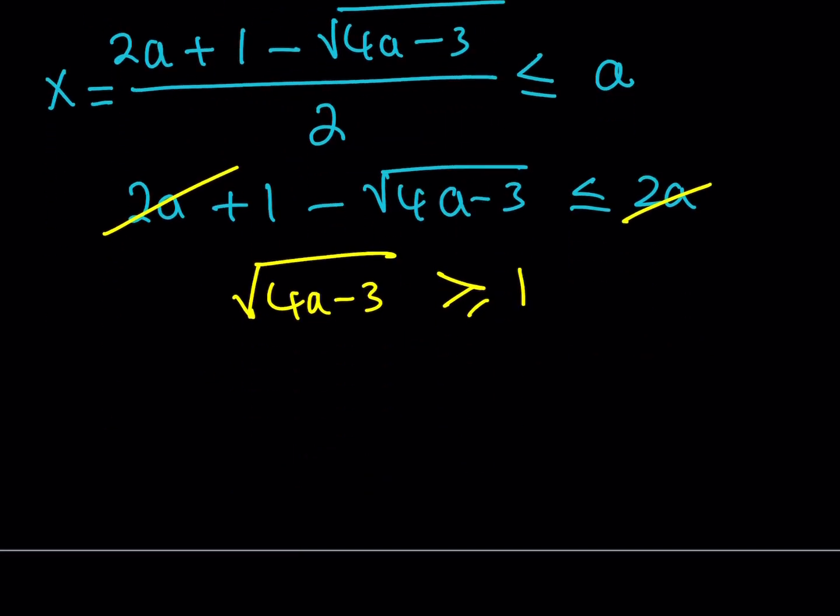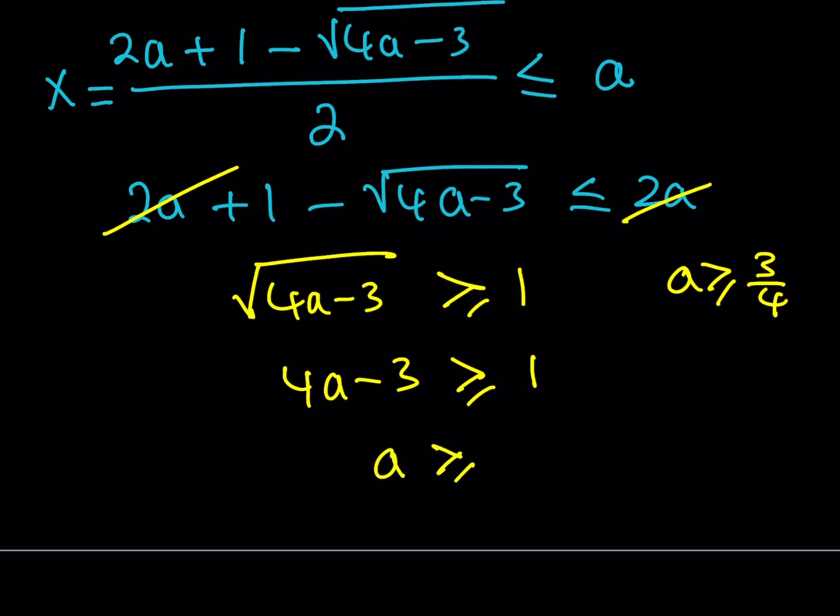Okay, what is that supposed to mean? First of all, we have a radical. We said that a needs to be greater than or equal to 3/4. Yep, that needs to be satisfied. But not only that, we can square both sides because we have non-negative expressions. So this should give us 4a minus 3 is greater than or equal to 1. Great. Add 3 to both sides and then divide by 4. So this should give you a is greater than or equal to 1.